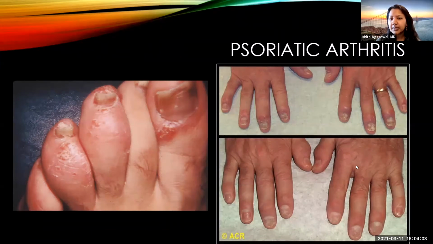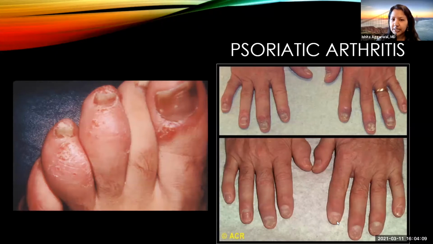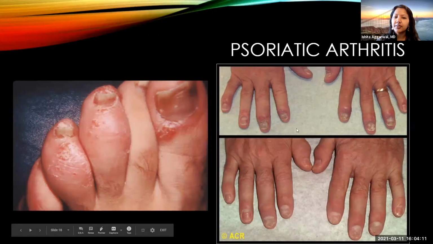And then in the bottom picture, you can see that this patient was started on biologic TNF inhibitor therapy, and there is significant improvement in the skin and nail changes, as well as the swelling at the distal joints.